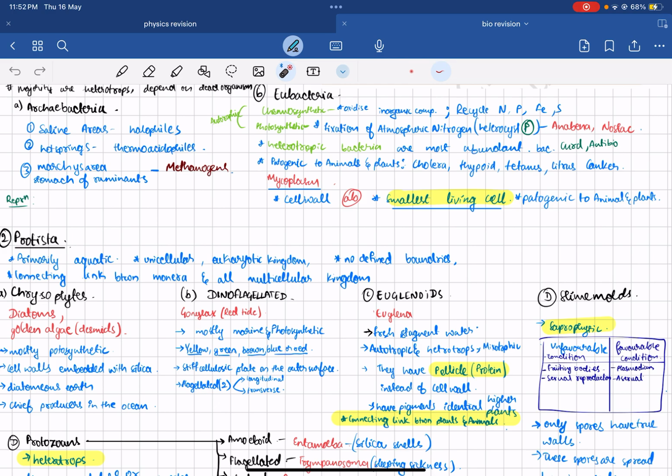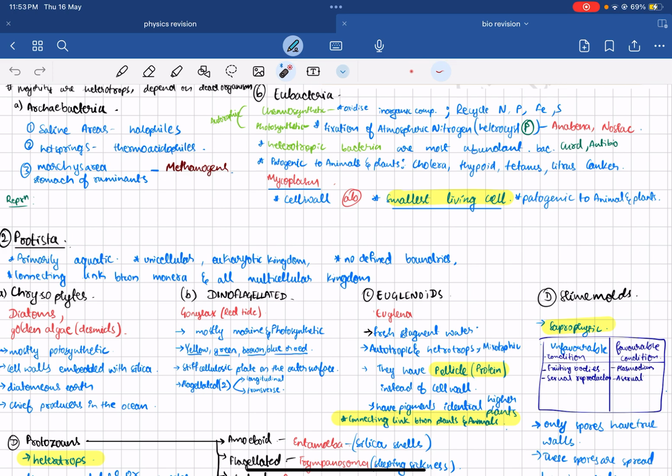Next is Eubacteria. There are three types which they have given: chemosynthetic, photosynthetic, heterotrophic bacteria. Both depend on, one is chemical nature and one which can synthesize its food on its own. Both are autotrophs. Chemosynthetic eubacteria are those which will oxidize inorganic matter. They recycle nitrogen, phosphorus, iron, and sulfur. Next one is photosynthetic. They fix the atmospheric nitrogen. Heterocyst is present, like examples Anabaena and Nostoc.